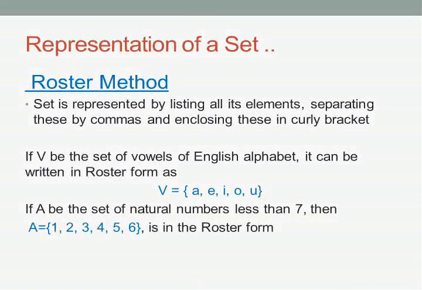In this method, a set is represented by listing all its elements, separating these by commas and enclosing this in curly brackets. If V be the set of vowels of the English alphabet, it can be written in roster form as V equals the set of all a, e, i, o, u. If A be the set of natural numbers less than 7, then A equals the set of all 1, 2, 3, 4, 5 and 6.